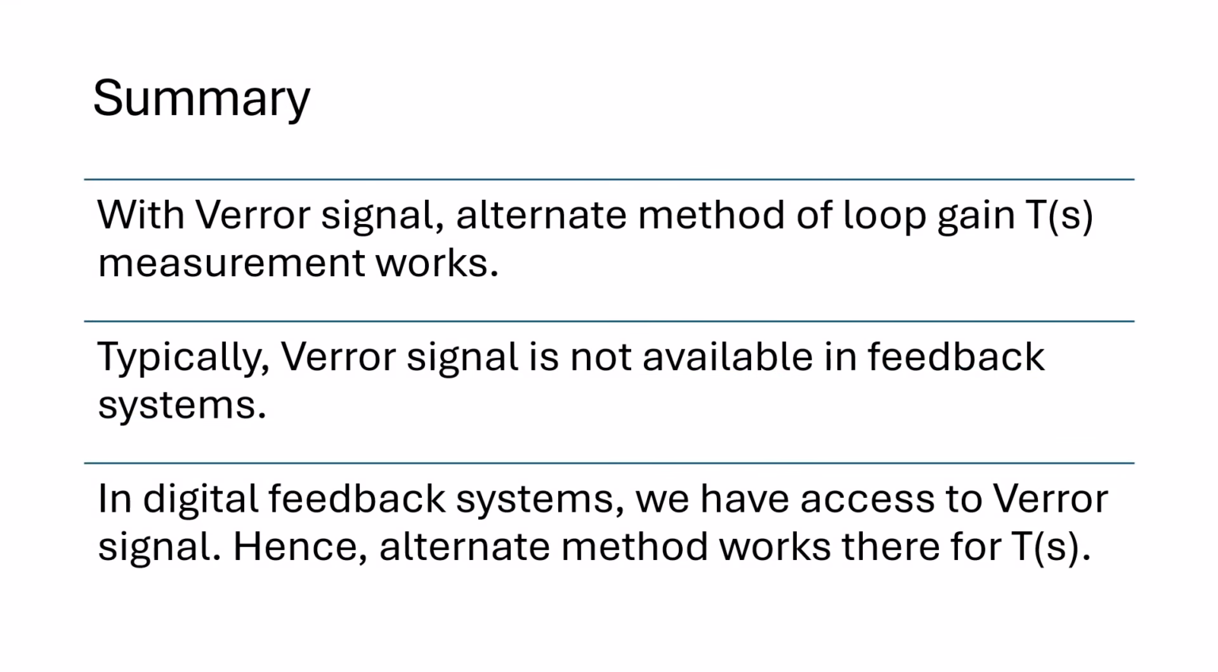So to summarize, the alternate method of loop gain measurement works given that we have access to the V-error signal. Typically, the V-error signal is not available in feedback systems. In digital feedback systems, and especially in digital controllers, which are quite widely used nowadays, we have access to the V-error signal. Hence, the alternate method works there for T of S measurement.